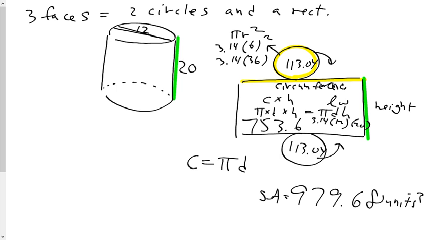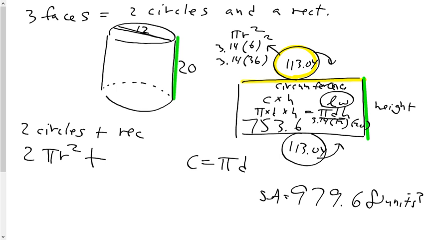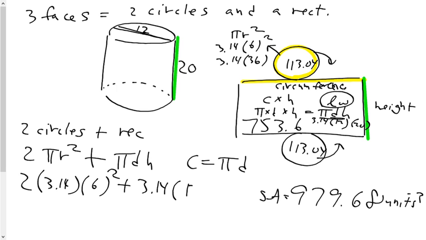Instead of using your net, if you think about it, it's two circles and one rectangle, so it would be 2 pi r squared plus, for that rectangle, we already agreed that we're not using length times width. Instead, we're going to use this pi dh. So I'll write that down like this. Substitute our information, so we have 2 pi r squared plus pi dh. We now have additions, exponents, and multiplications. We're going to do our exponents first. We have 2 pi r squared, r squared is 36, plus 3.14 times 12 times 20.